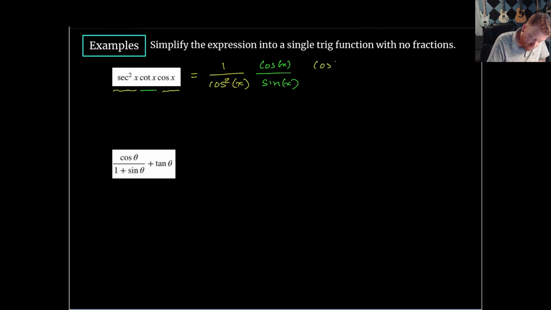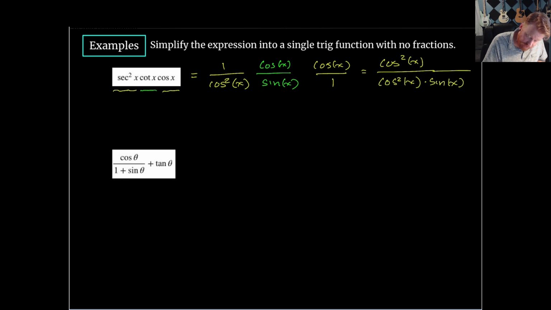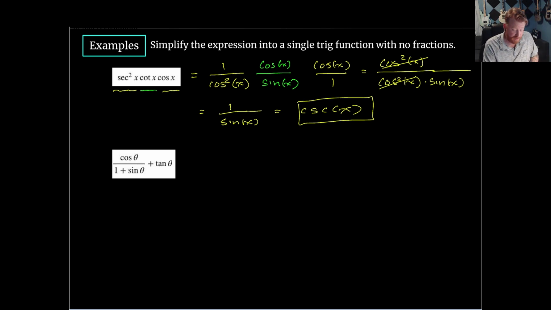Maybe I rewrite that as over 1, just to make sure that I'm getting all of my numerators and denominators lined up. But now I can see that I've got cosine squared x over cosine squared x times sine of x. And now those cosine squared x's cancel. Those just give us a 1. No need to write that. So what we get here is 1 over the sine of x, which is equal to the cosecant of x. So there we go. We have rewritten this expression into a single trig function with no fractions.